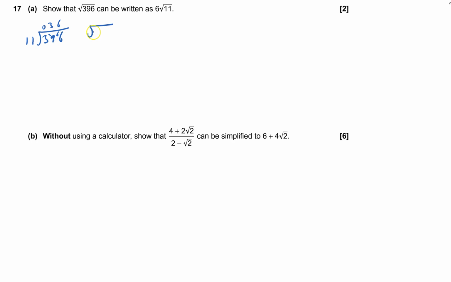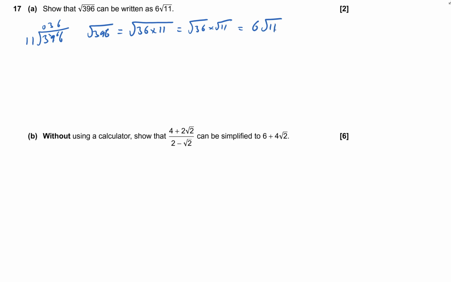36. So that says the square root of 396 equals the square root of 36 times 11, and rules of surds says that's the square root of 36 times the square root of 11. I can split the square root sign up if they're times or divided, and that equals 6 root 11.